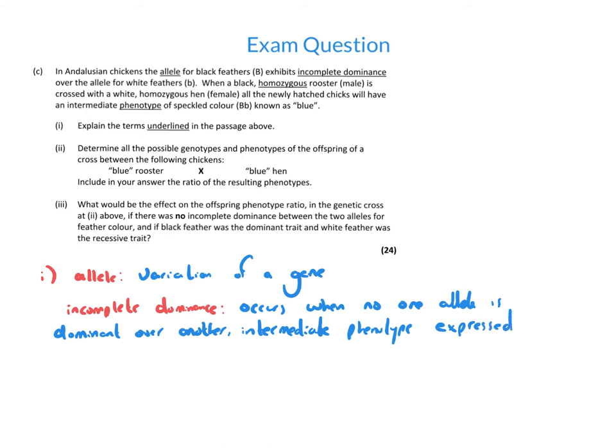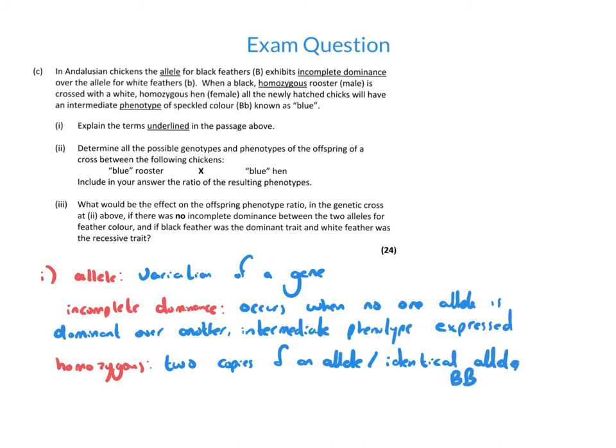We also had homozygous. So we have two copies of an allele, or you could say identical or same alleles. You could even throw in a little example there if you wanted to, just by putting capital B, just to show that you really know what you're talking about.